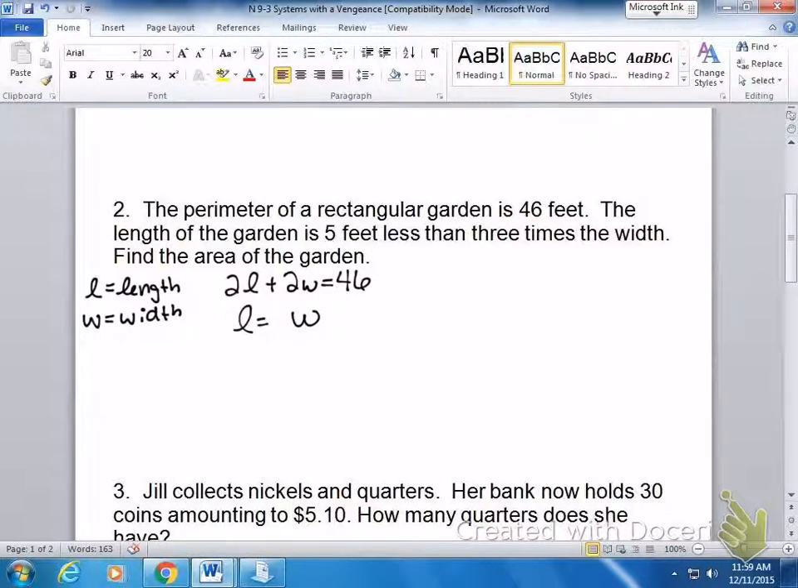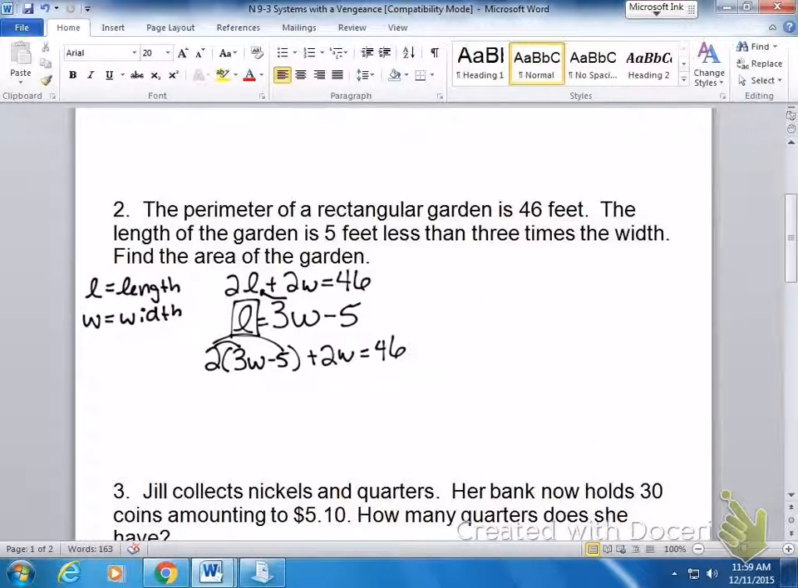Now they're not equal. We have to do some stuff to W to make them equal. Well, it says it's 5 less than 3 times the width, so 3 times the width, 5 less than that, would be minus 5. So again, we have our 2 equations and it looks like it's set up for substitution because I know L is 3W minus 5. So I'm going to plug it in there. Now I'm going to go ahead and do the plug in here because this time we're going to have some distribution. That's 2 times our L value, 3W minus 5, plus 2W equals 46.